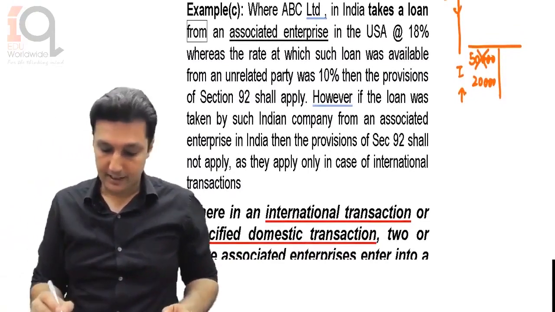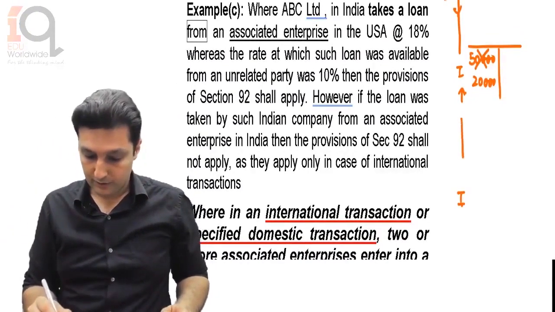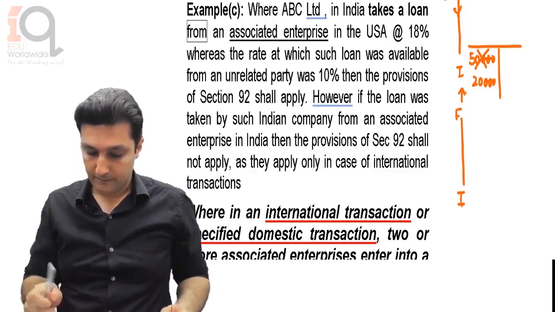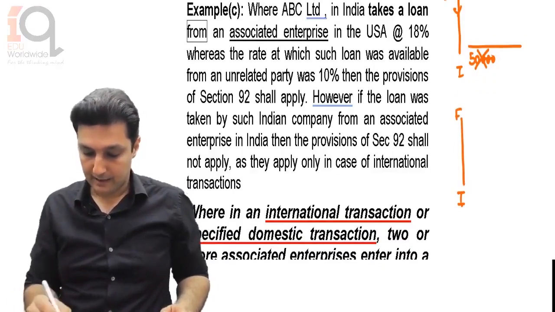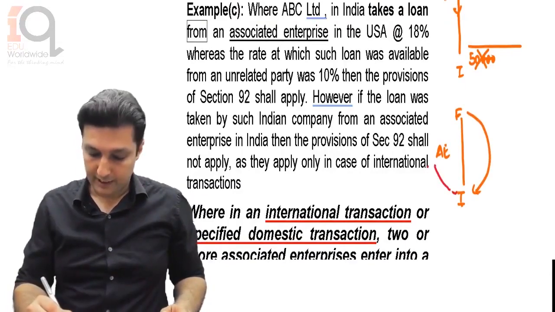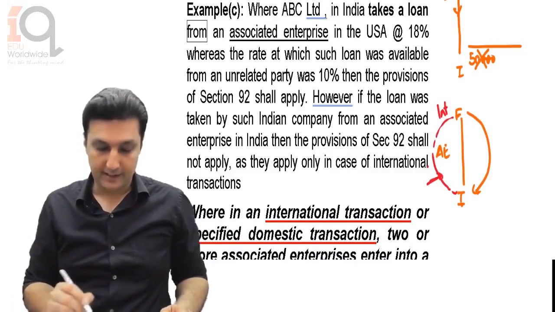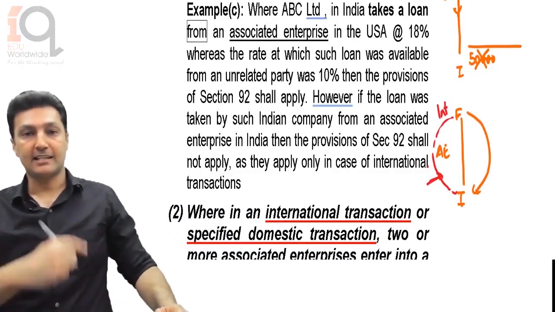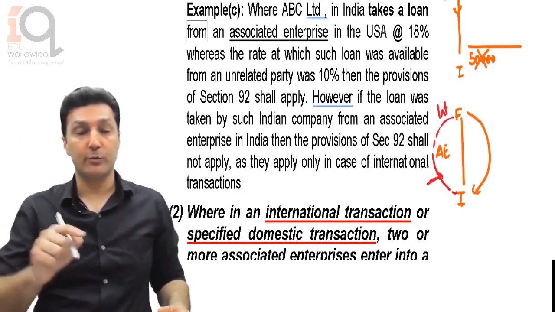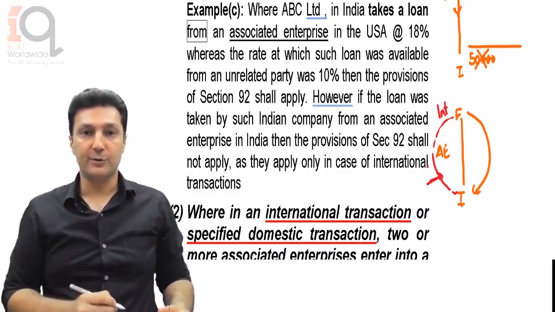Third, where ABC in India, so we say the Indian enterprise takes a loan. This is foreign, and these are associated enterprises. There is a loan, and what the Indian enterprise is paying is interest. Even this interest will, he says, now be treated as an expense or outgoing, and that will also be determined at arm's length price, because you could increase the rate of interest and reduce your Indian tax.